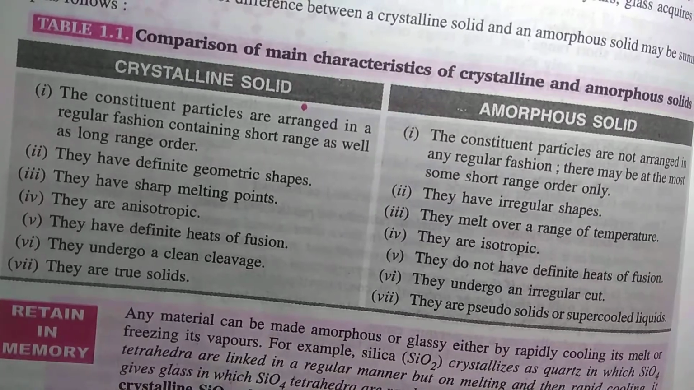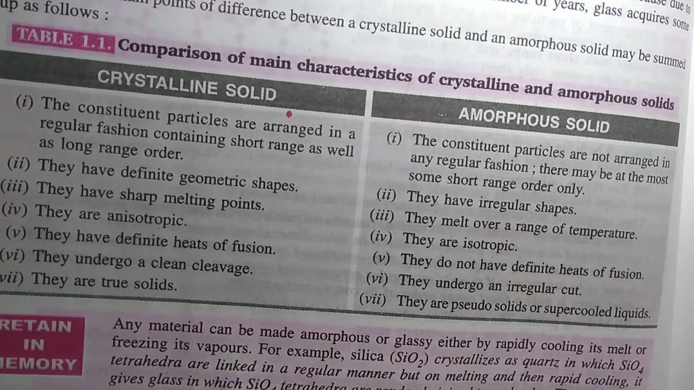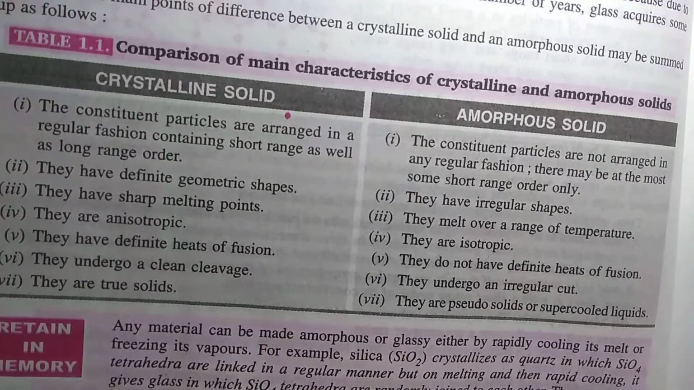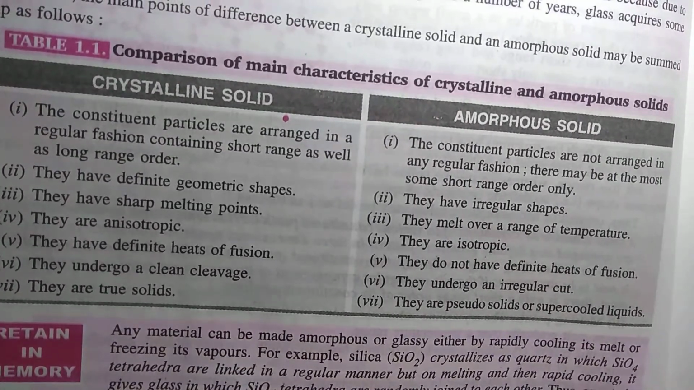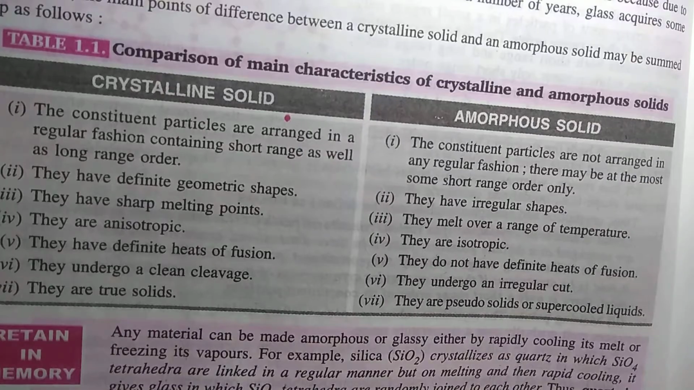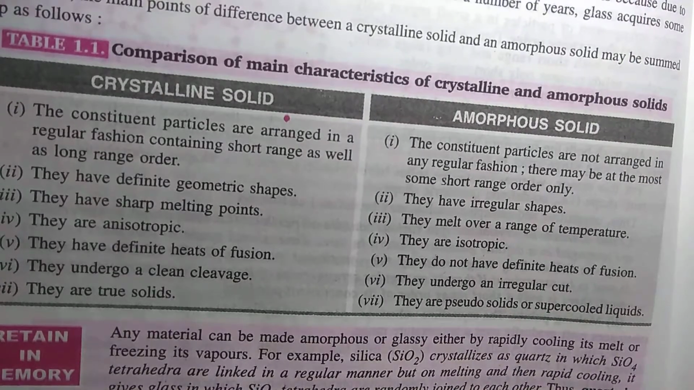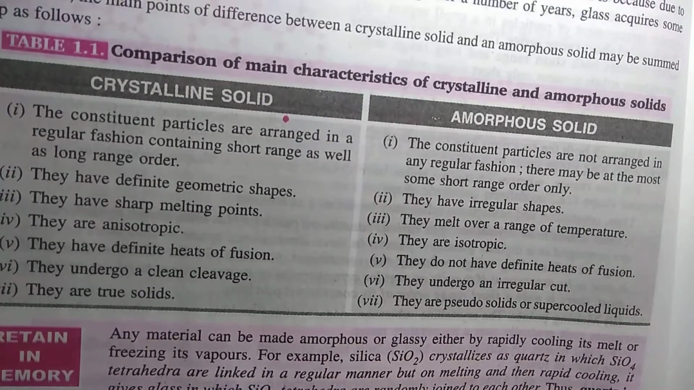Crystalline solids have sharp melting points, whereas amorphous solids have a melting point range. You can't say it melts at 56 degree or 60 degree. You can only say it melts between 50 to 60, something like that, right? Then crystalline solids are anisotropic and amorphous solids are isotropic. Anisotropic means anisotropic.